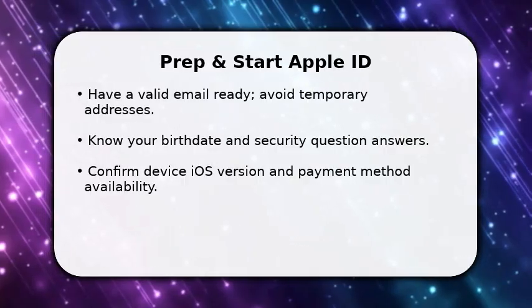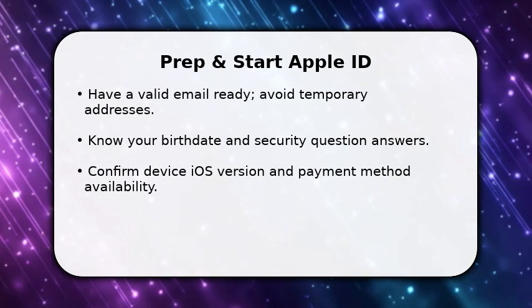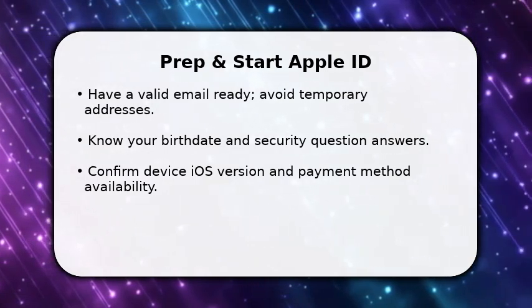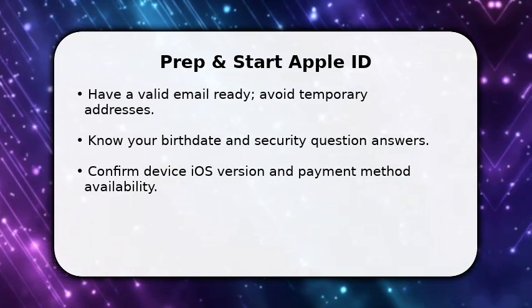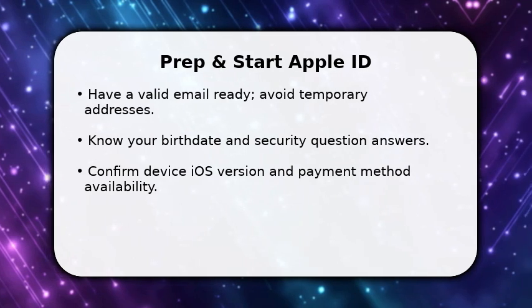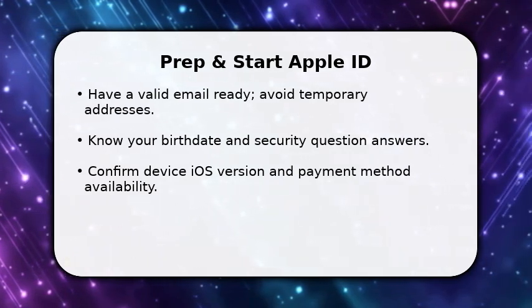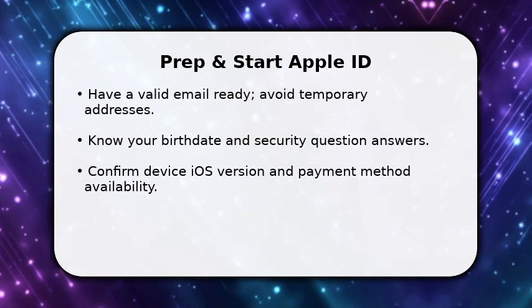You begin by preparing essentials, an email you control, and your birth date. Open settings on your iPhone or iPad, then tap Sign into your iPhone. Once there, choose Create Apple ID and enter the email, a strong password, and your birth date. Make sure to select security questions you'll remember.